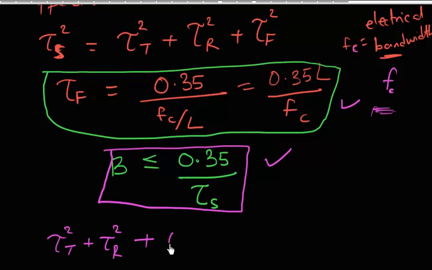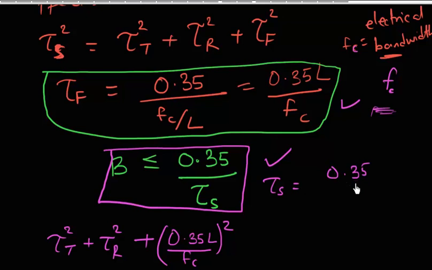Which is what? 0.35 L over FC, right? Squared, yeah, all of them squared. From here, what's my tau S? Tau S is 0.35 over B, right? And if I square it, here becomes square and square too. So yeah, alright, I got it.